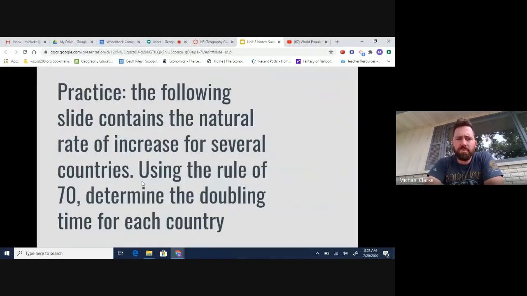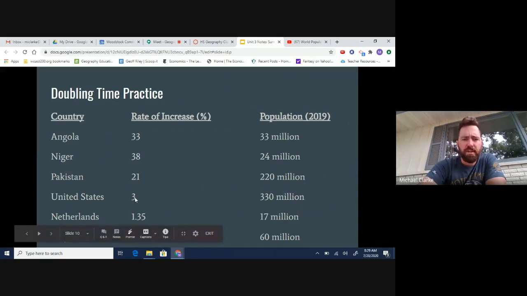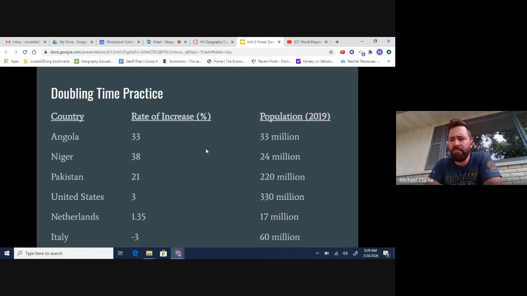Let's do that right now since we're on that, and we'll come back to the world regions practice. All right, so I pulled up the true actual rate of increase in population for these countries. I researched this a couple days ago. So the numbers are in percentages. Angola, which is a country in Africa, has a natural increase rate of 33%. Niger, another country, has an increase rate of 38%. Pakistan in South Asia has a 21% natural increase rate. The United States has a 3% increase rate. Netherlands, 1.35, and Italy, -3.